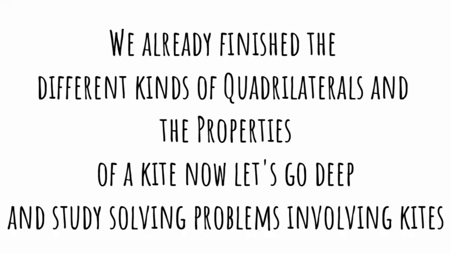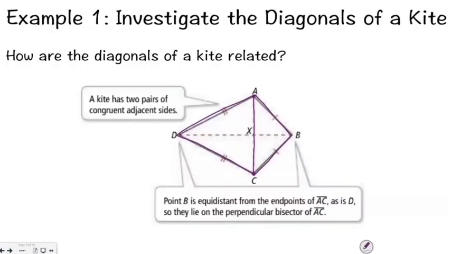We already finished the different kinds of quadrilaterals in lesson 1 and the properties of a kite in lesson 2. Now let's go deeper and study solving problems involving kites. Example number 1. Investigate the diagonals of a kite. How are the diagonals of a kite related?